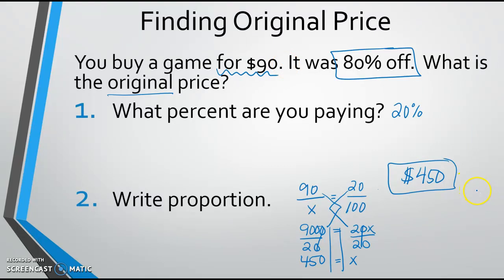So the key for finding the original price, the really important piece here, is remembering what percent of the item you are paying for. You're not just taking the percentage off that you're told in your problem. You have to think, if you got 80% off of an item, that means you're paying 20% of the original price. So that's going to be a big key part of finding the original price, especially when you set up a proportion.